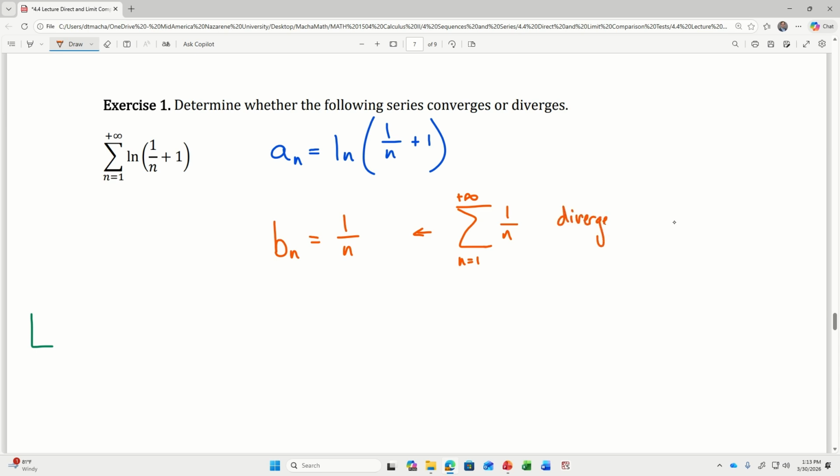How do we know that this diverges? It's either geometric or telescoping. It's not geometric. It's not telescoping. It's a p series, with p equals 1. Yes, this is the p series with p equals 1. That series has a special name. It's called the harmonic series.